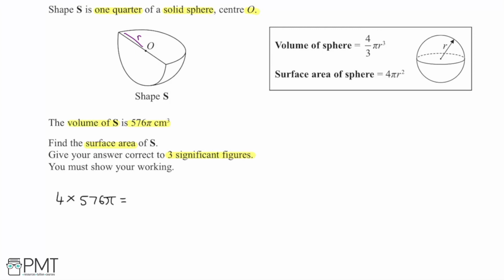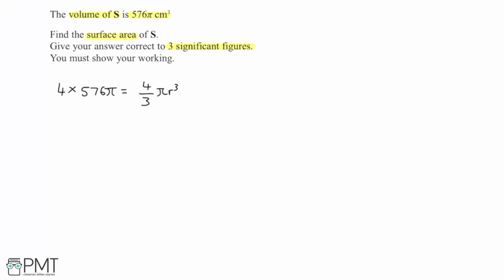So now we can use the formula up here for the volume of a sphere, and we can substitute, we can put this next to this because we know that 4 lots of the volume of S is going to be the volume of a whole sphere. So that's going to be 4/3 pi r cubed. Now we can simplify it down and find out what r is in this instance, so we can work out the surface area.